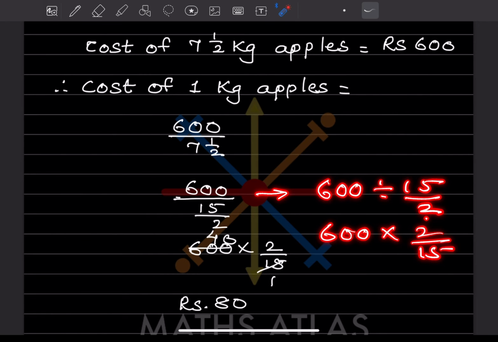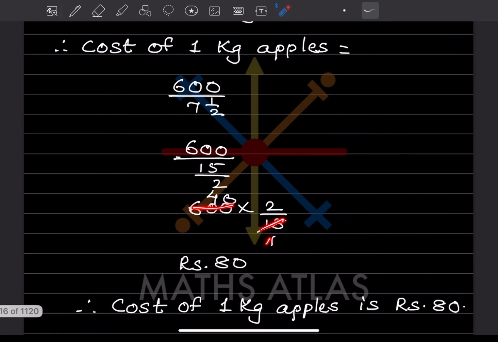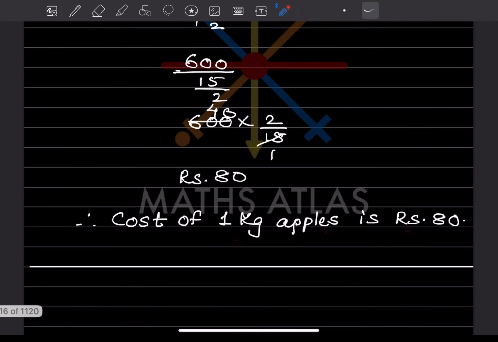So you can also write it like this, so that will be 2 by 15. So here 15 ones are 15, this will be 40, and 40 twos are 80. So that will be 80 rupees. So we can say the cost of 1 kg of apples is 80 rupees.